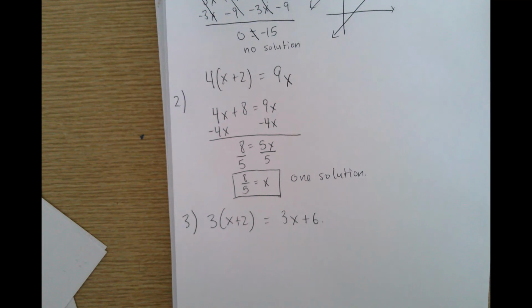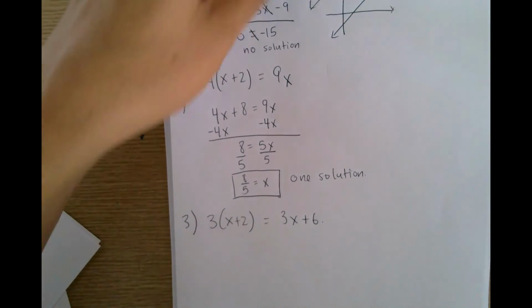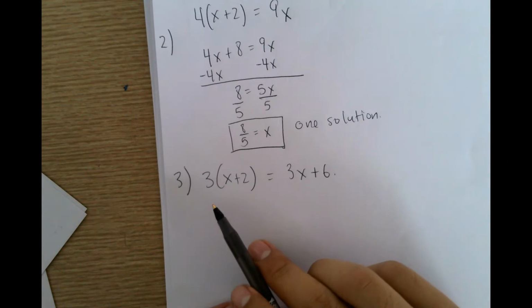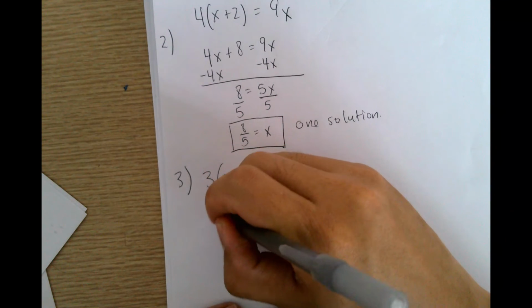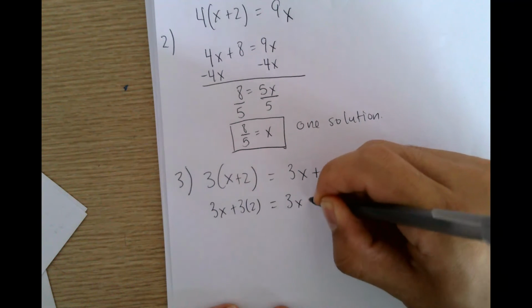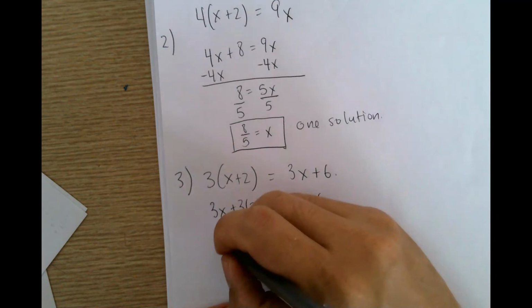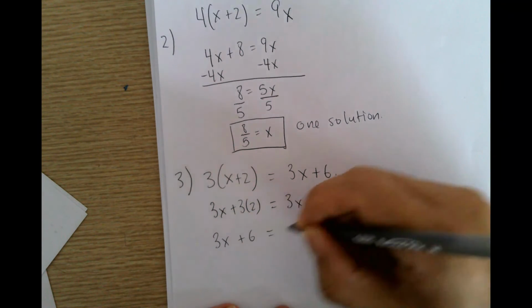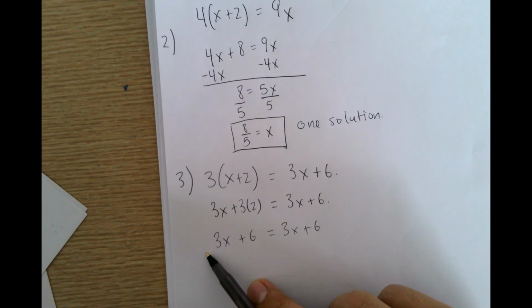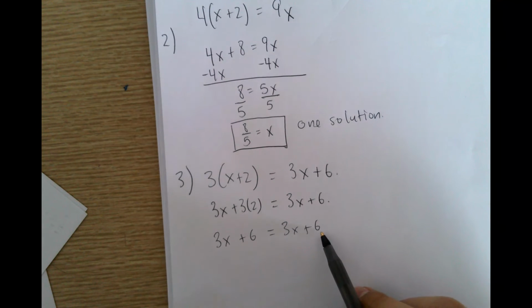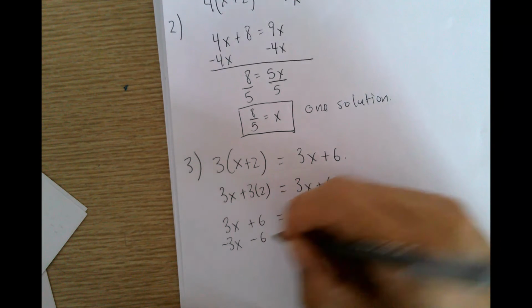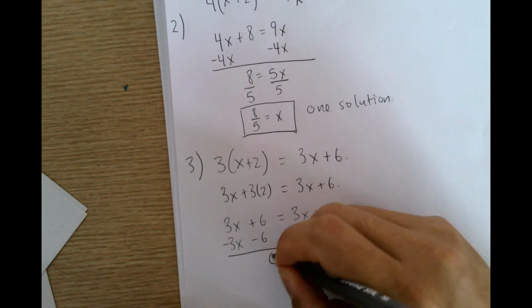Okay, so then lastly, we're going to be introduced to our last concept here. This is the last part of our notes. We're going to multiply here, so we have 3 times x plus 3 times 2 equals 3x plus 6. So this would be 3x plus 6 equals 3x plus 6. I'm going to move all the x's to the left-hand side and all these 6's to the right-hand side. So I'm going to subtract both sides by 3x, and subtract 6 from both sides, and I get 0 is equal to 0.